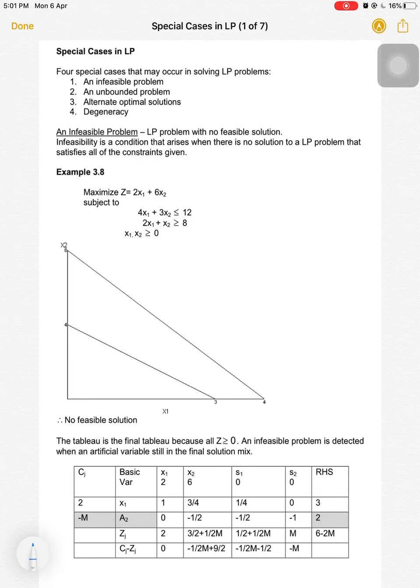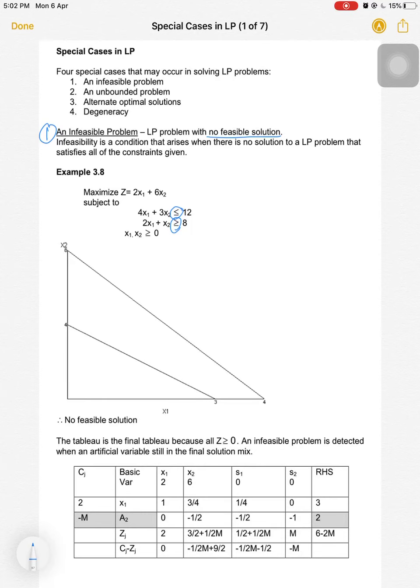Okay, number one, we have an infeasible problem. So LP problem with no feasible solution. Okay, look at example 3.8. So we have maximization problem. Then constraint number one, we have equation with less than sign. Then equation number two, we have constraint with larger than sign.